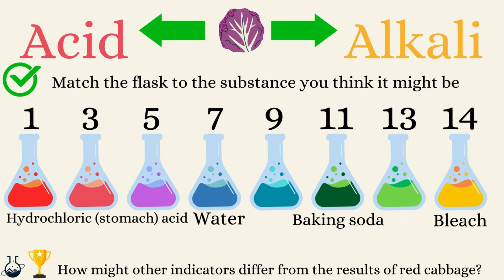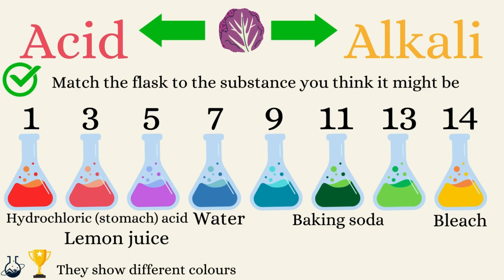Baking soda is slightly alkali, so would be somewhere between water and bleach. Whereas lemon juice is an acid, but not as acidic as hydrochloric acid, so it sits somewhere between water and hydrochloric acid. And for the challenge, how might other indicators differ, is that they actually show various colours, which we'll look at now in the next section.